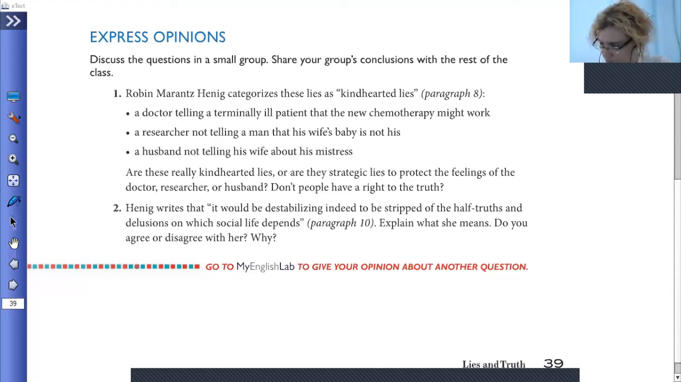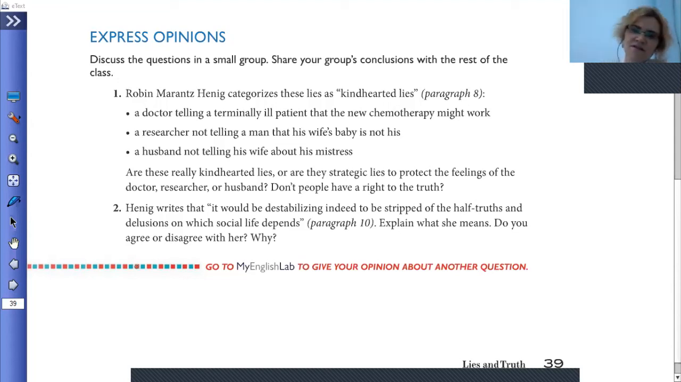Yes, wait. Henny writes that it is destabilizing indeed to be stripped of half-truths and delusions on which social life depends. I'm sorry, miss. I kinda don't understand the part that she said destabilizing. Can you explain it for me just a little bit?